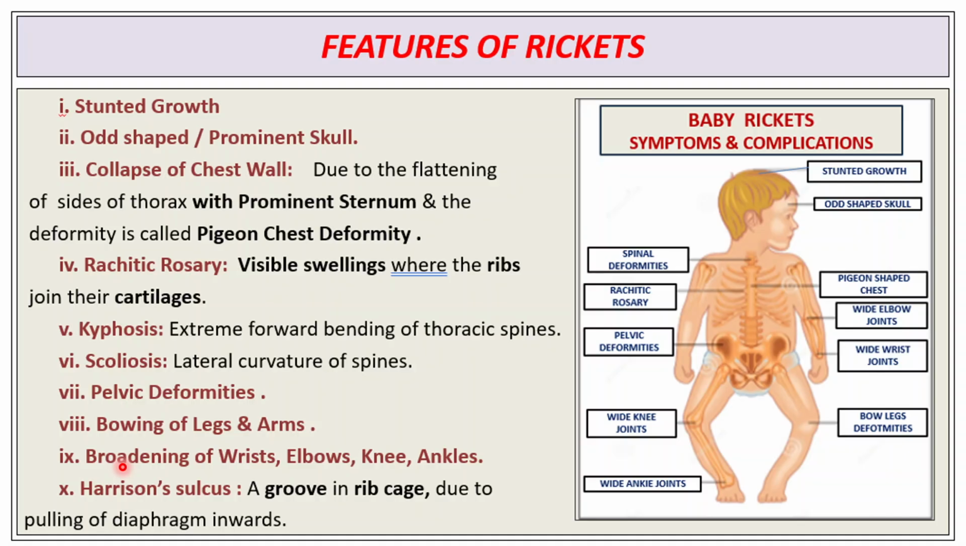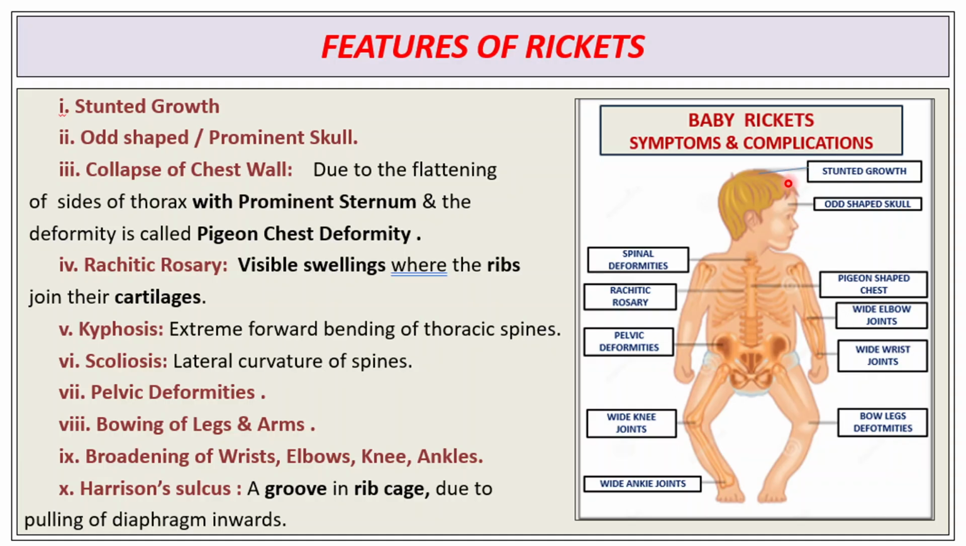Then there will be broadening of the wrist, elbows, knees, and ankles. They are broad wrist joints, broad or wide elbow joints, wide or broad knee joints, wide or broad ankle joints. And Harrison sulcus, due to pulling of the diaphragm inwards, there may form a groove in the rib cage, and it is the Harrison sulcus.